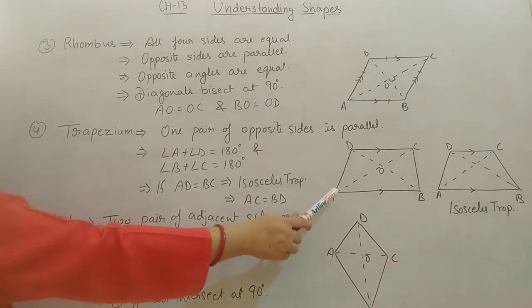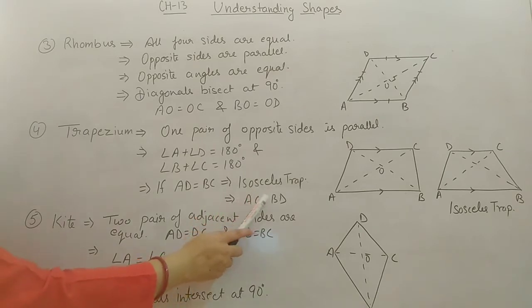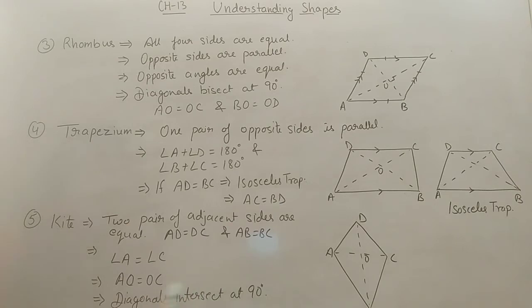If these non-parallel sides AD and BC are equal, then we will call it an isosceles trapezium. For an isosceles trapezium, diagonals will be equal in length, but diagonals will not bisect each other. Bisect means they will not divide each other in half. Length will be different.